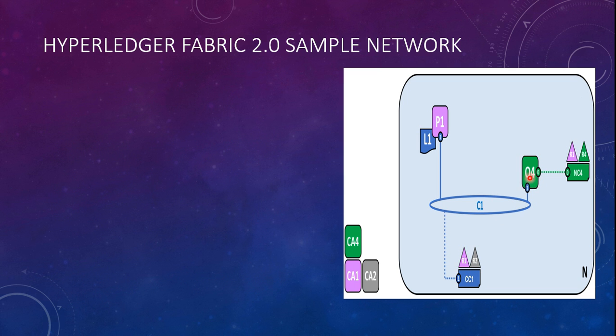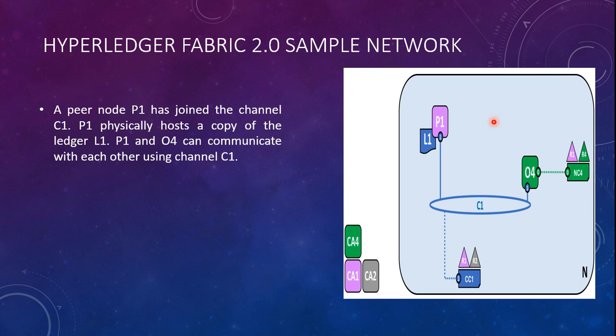Now in the next step we see the coming together of a peer. A peer node P1 has joined the channel C1. So this channel C1 is now connected with a peer P1. Peer P1 physically hosts a copy of the ledger L1. Whatever transactions are going through channel C1 are being recorded in the ledger L1, and ledger L1 is being hosted by peer P1.